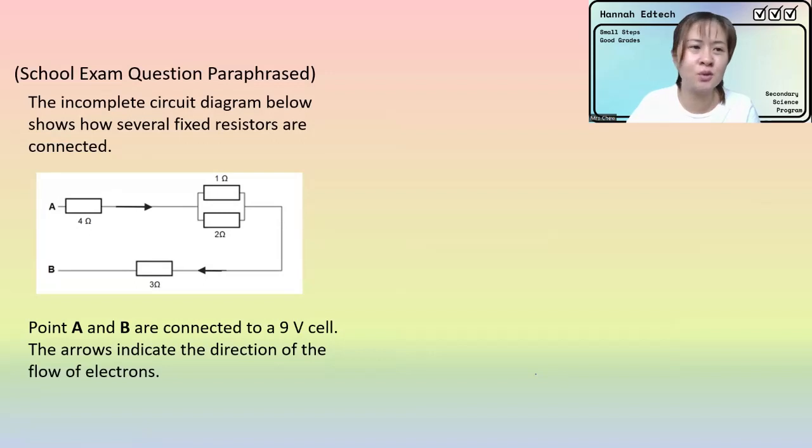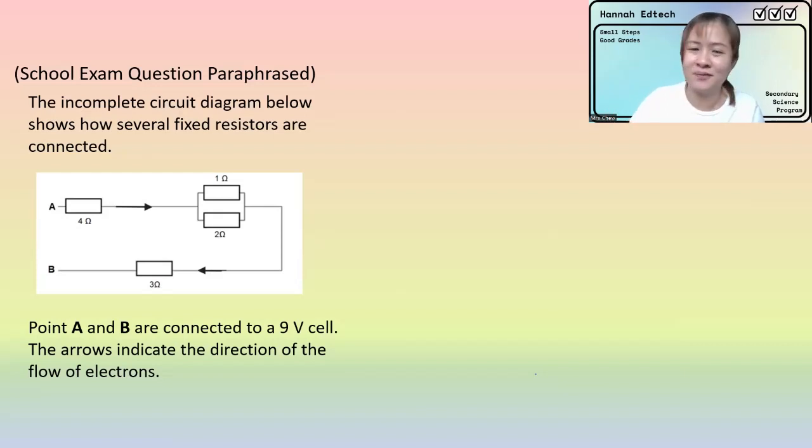Now, this is a school prelim exam question. So this incomplete circuit below shows how several fixed resistors are connected. Points A and B are connected to a 9-volt cell, and the arrow indicates the direction of the flow of electrons. Do take note, conventional current is in the opposite direction of the flow of electrons.